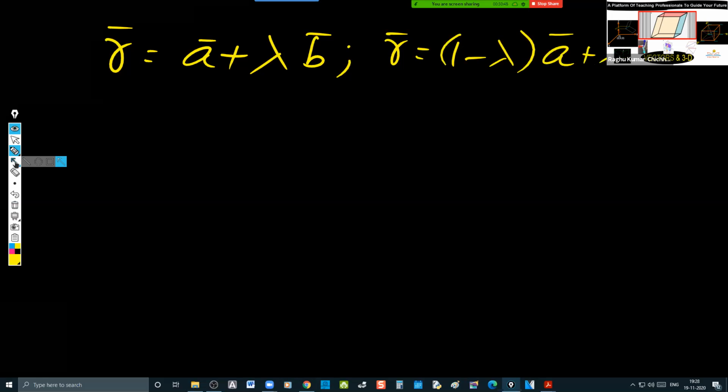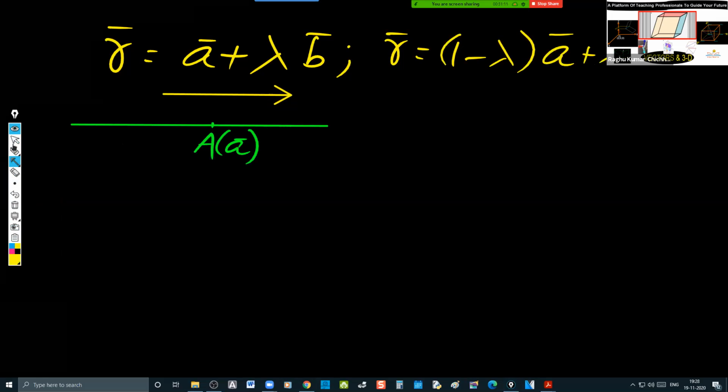One more form. How do you understand? Very simple, please. Follow this carefully. What is the meaning of it? A line is passing through a point which is a bar, and parallel to another vector b bar. This is the information. This is the data given.